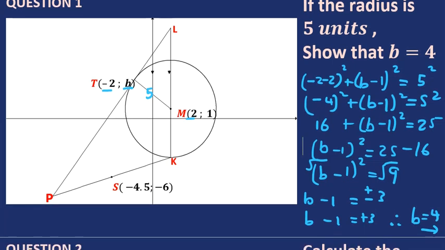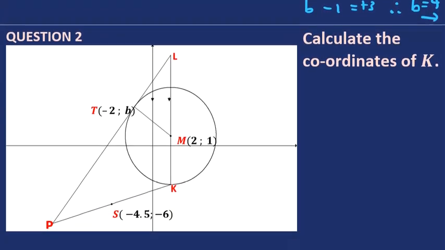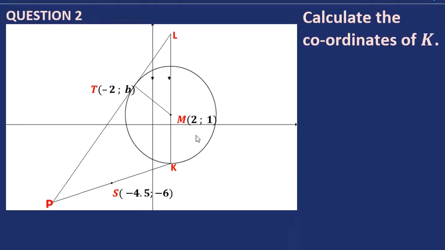So let's go to question 2. Question 2, we are asked to find the coordinates of K. Alright, so K is on a vertical line, and we can actually use M to find those coordinates. If we look at the x-coordinate, of course the x-coordinate will be the same as M because it's on a vertical line. So if the x-coordinate for M is 2, then the x-coordinate for K will also be 2.